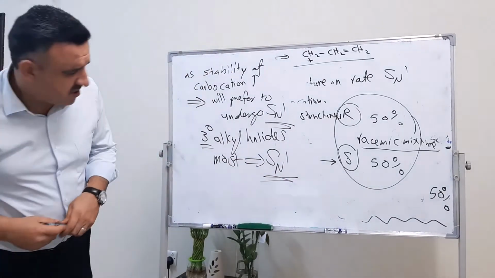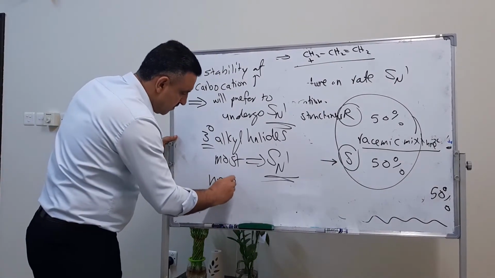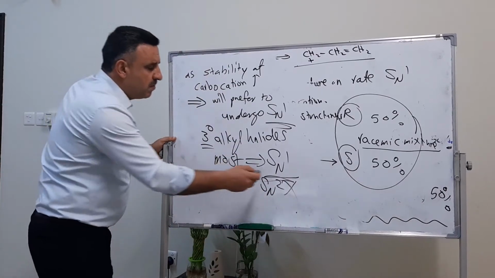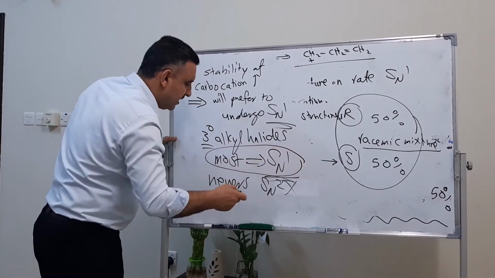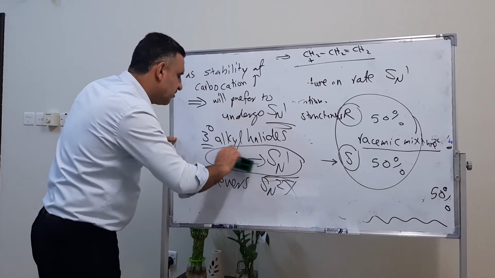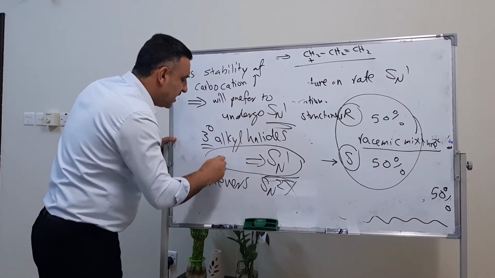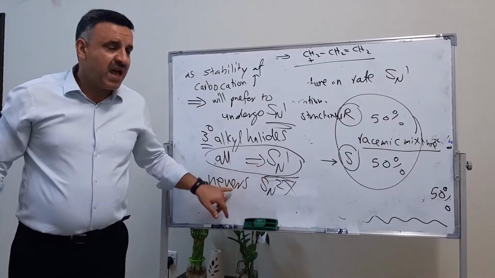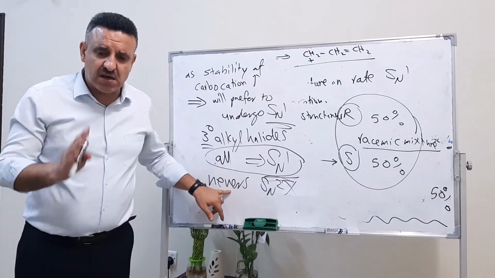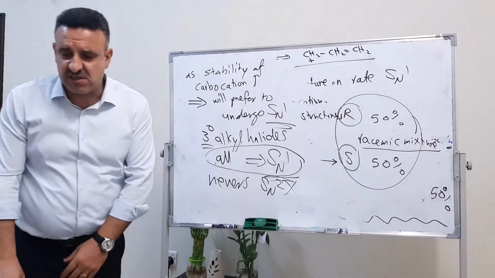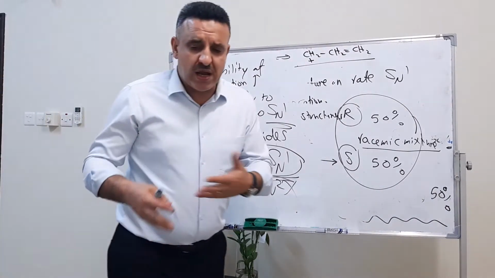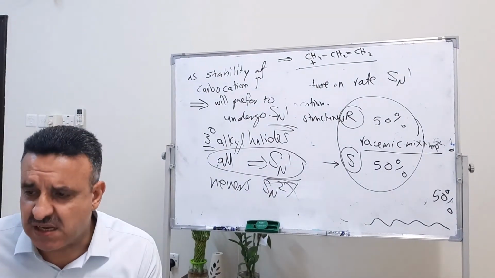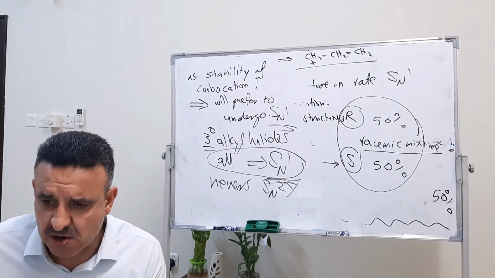It will never go SN2. Most of the time, all of the time, instead there is another competing reaction. All the time it will undergo the SN1 reaction mechanism and will never undergo the SN2 reaction mechanism. This is why we are simply discussing the effect of these factors on the reaction.